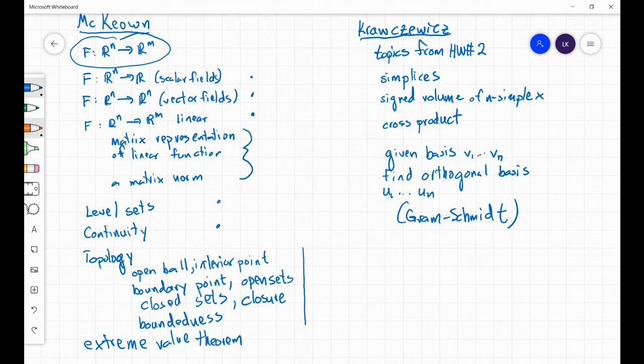Okay. For Dr. K's class, they had a homework which involved simplices, finding their volumes, maybe an application of cross product, and a problem involving the Gram-Schmidt procedure.